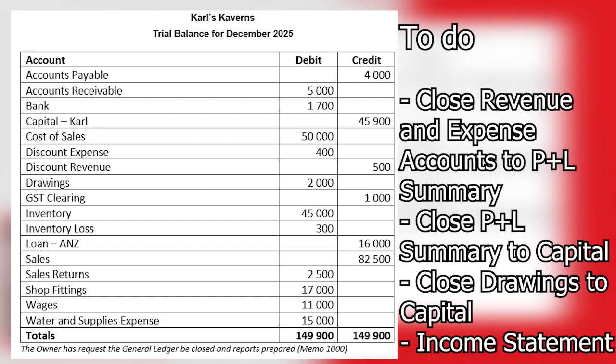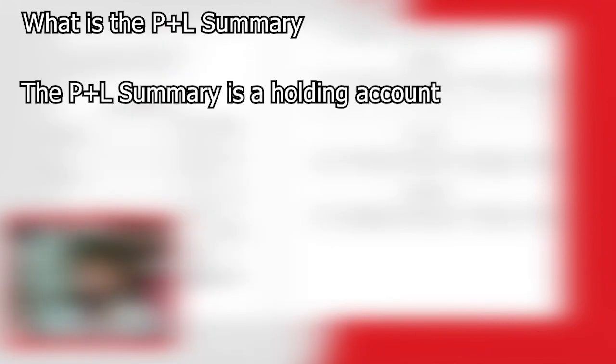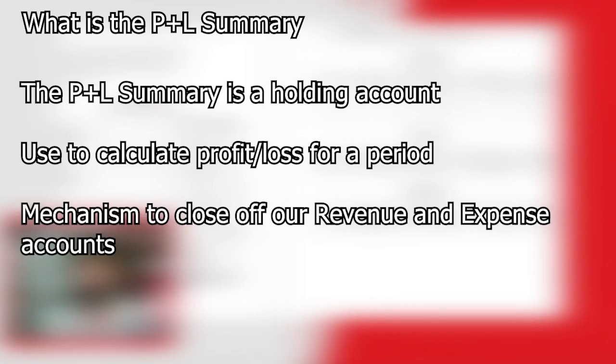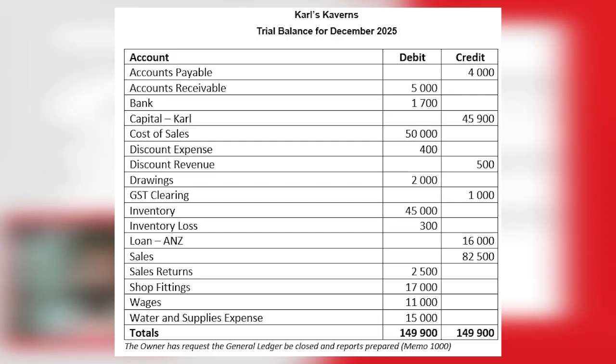Now, I know I've sprung a new account on you, the P&L summary, so let's talk about that now. The P&L summary account essentially is a holding account for either profit or loss, and what we use as a mechanism to close off our revenue and expense accounts. So let's bring back the trial balance you see for Carl's Caverns here. What we're going to do is highlight all the revenue accounts. So that's discount revenue and sales. They're our two revenue accounts.